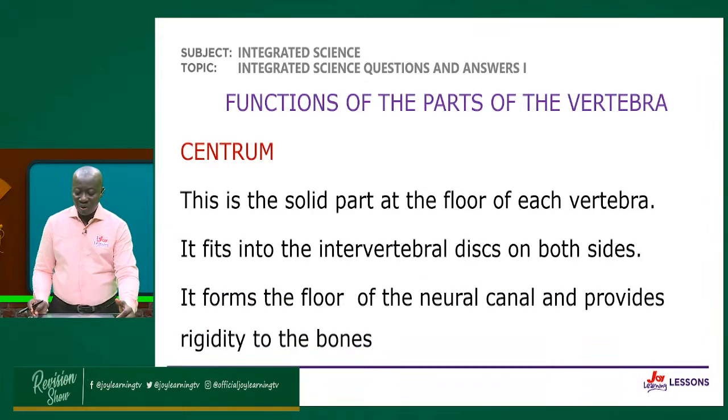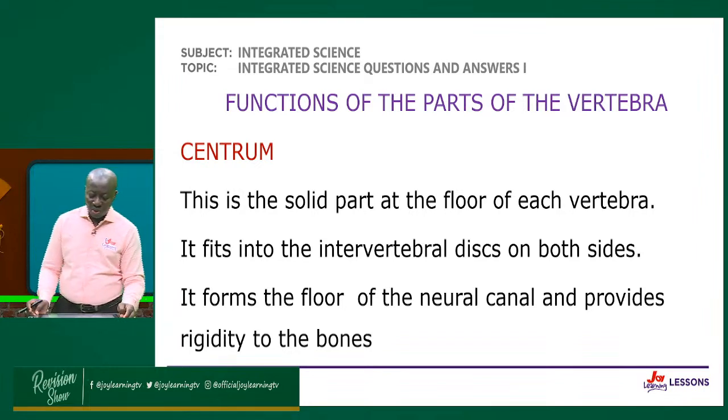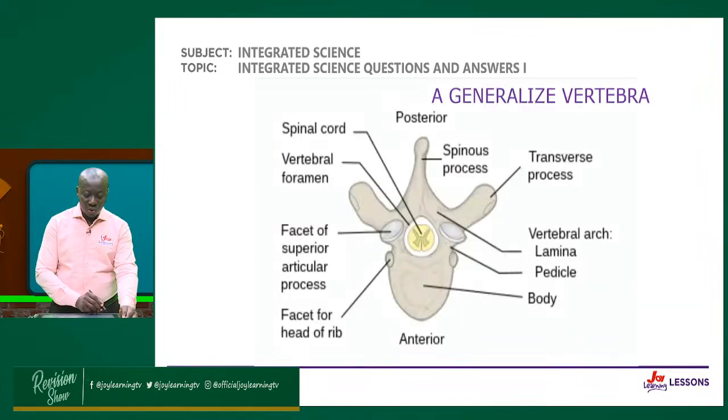Now the functions of the parts of the vertebra. We are picking them one after the other and stating their functions. The centrum is the solid part of the floor of each vertebra. It's a solid bone, and it forms the floor of the vertebra. It fits into the intervertebral disc on both sides, and it forms the floor of the neural canal and provides rigidity to the bone.